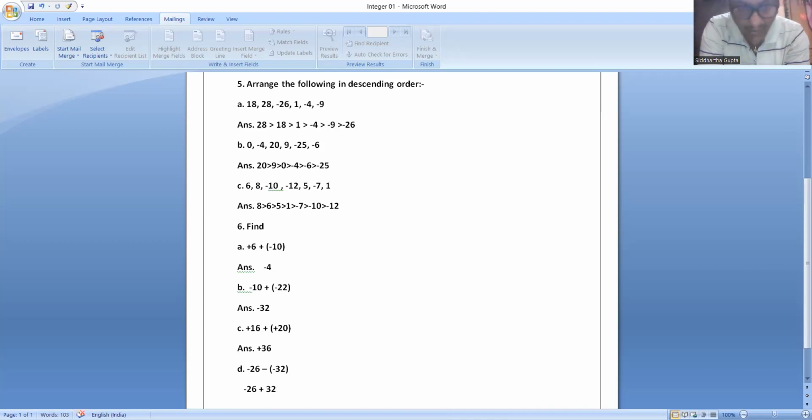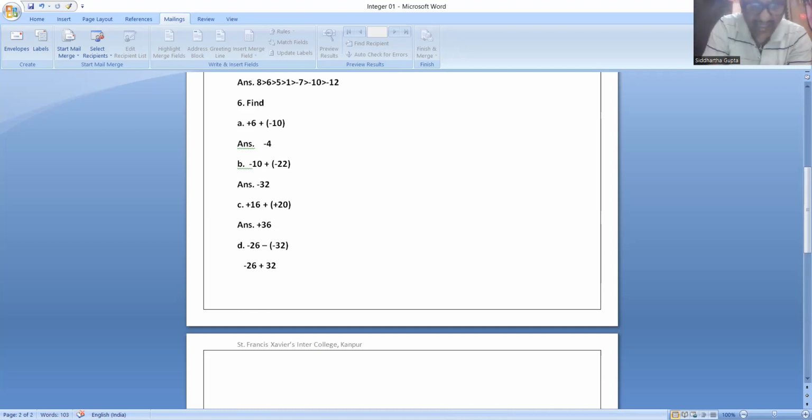So I hope you get the point. So now you can easily understand that it will become -26 and +32, when the 26 is negative and 32 is positive. So the symbols are different, so we have to subtract the numbers. We have to subtract 26 from 32, and we will get 6.